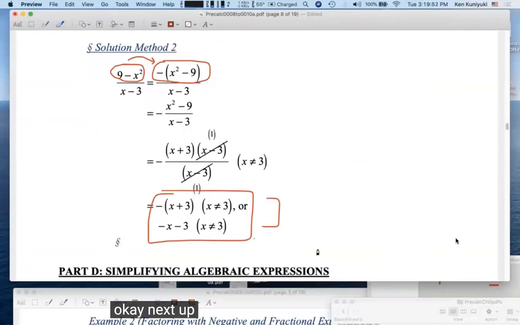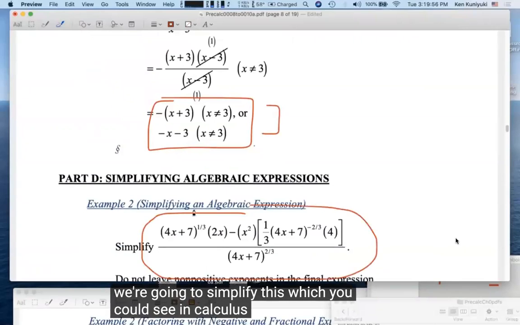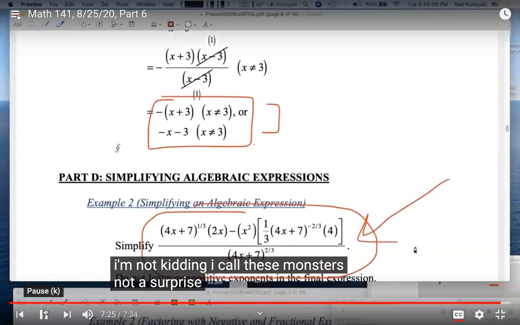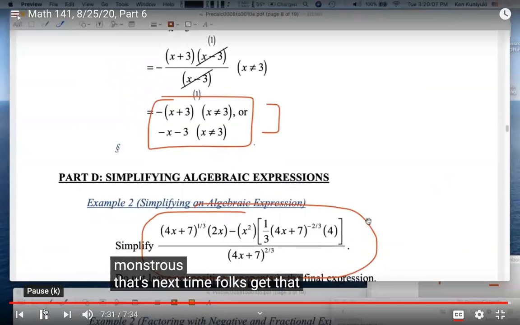Okay, next up, I am not punking you. We're going to simplify this, which you could see in calculus. I'm not kidding. I call these monsters. Not a surprise there. But we'll be able to slay them, and they will no longer be monstrous. That's next time, folks. Get that coffee. Nice time for a coffee break, don't you think?